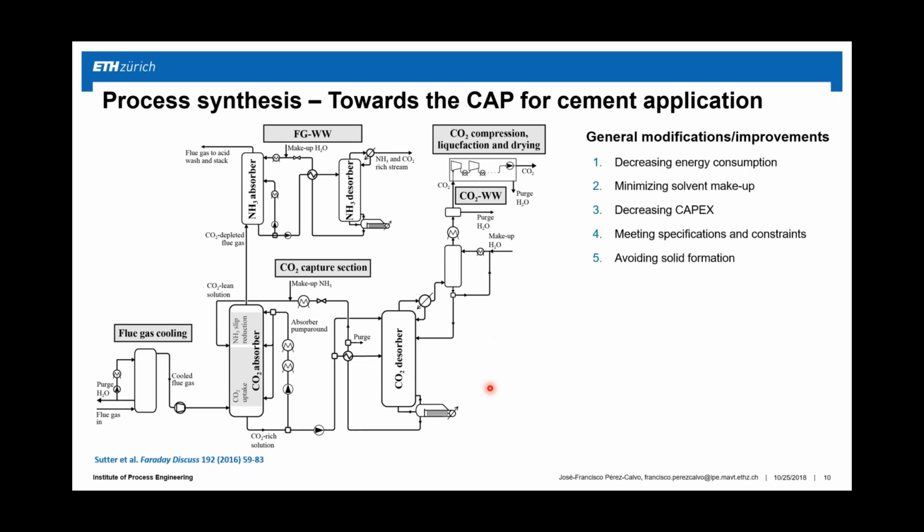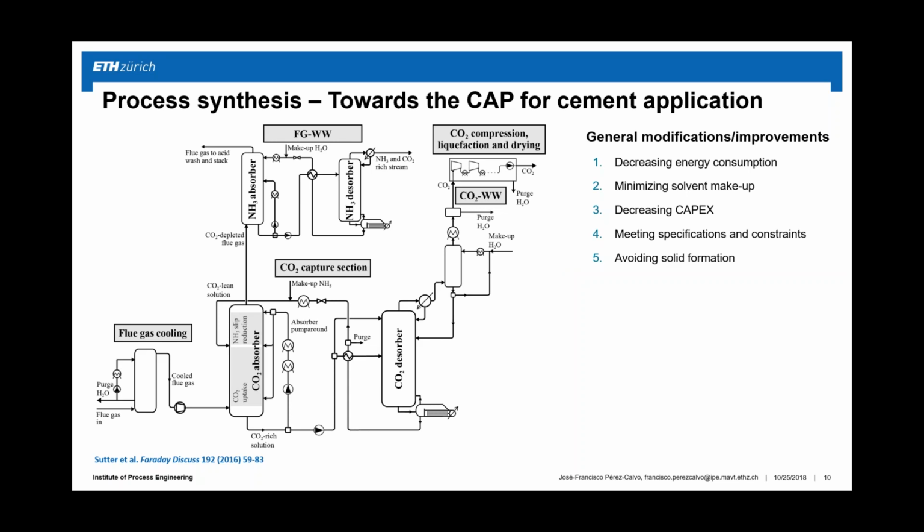First of all, we proposed some general modifications and improvements of the flow scheme with the goal of decreasing the energy consumption of the process, minimizing the solvent makeup, decreasing the capital cost, meeting the specifications and constraints, and avoiding solid formation. I have to say that these improvements are general to the chilled ammonia process applied to capture from any point source, cement or power plant.